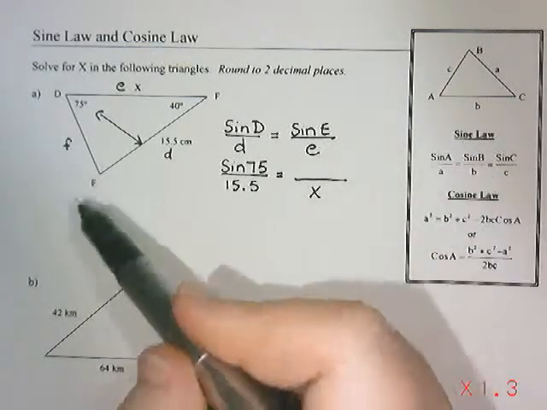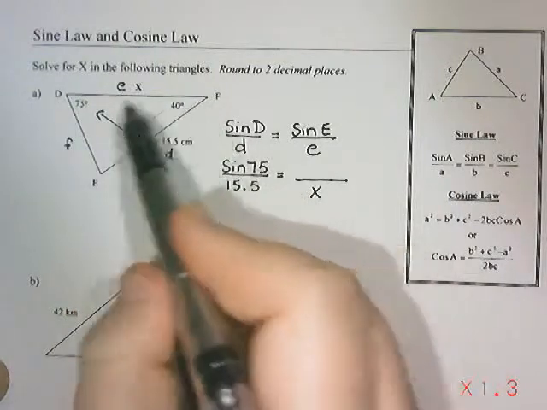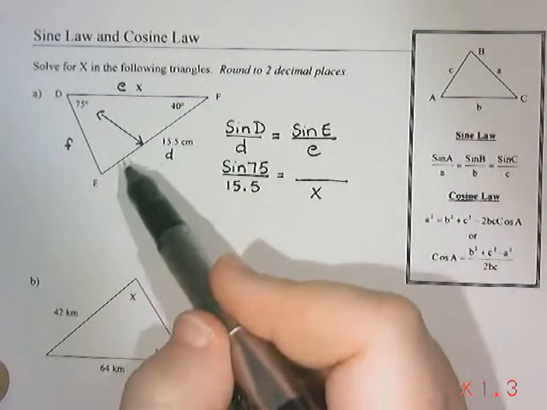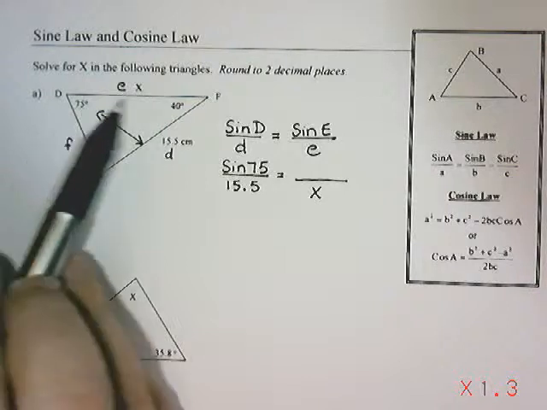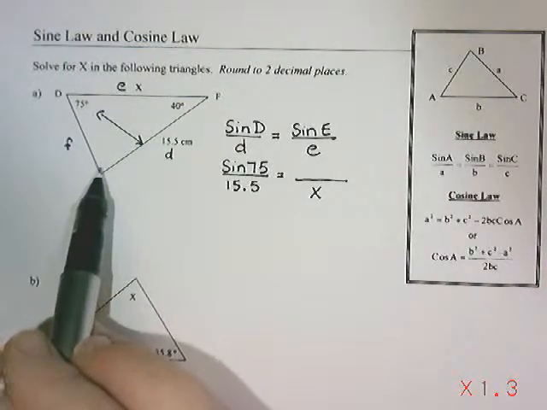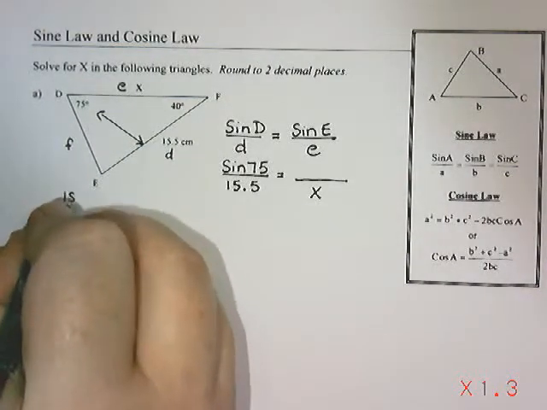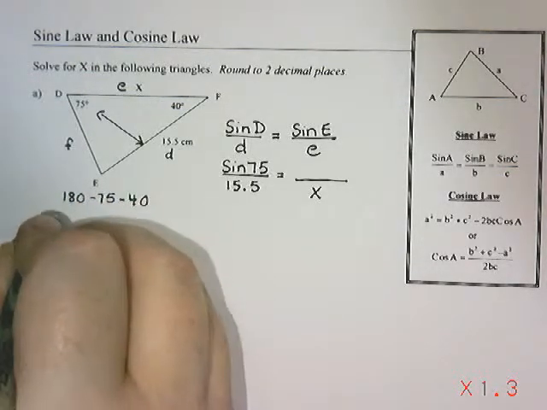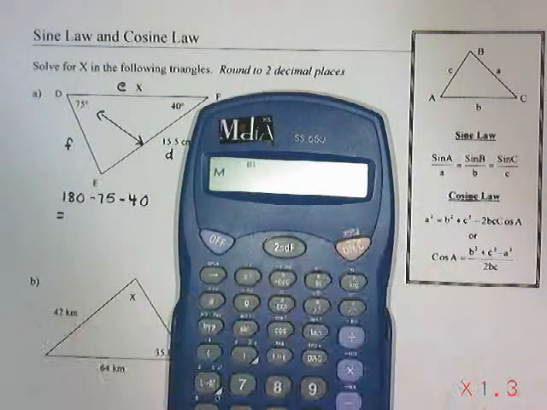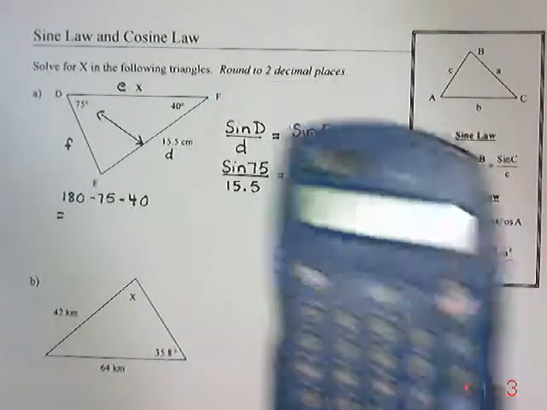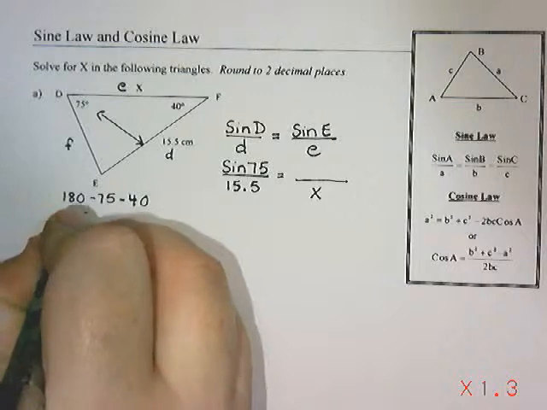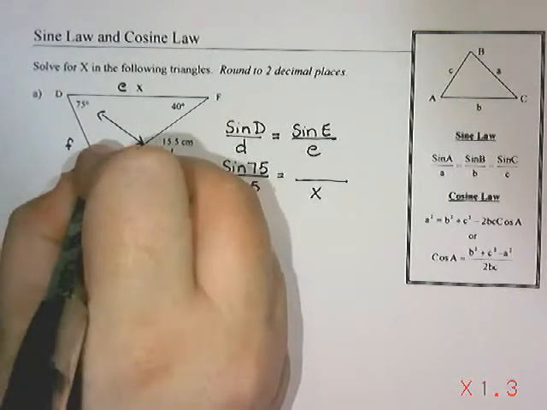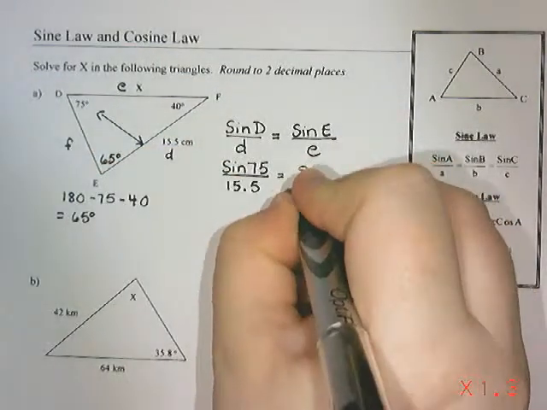In the previous page, we talked about the angles in a triangle. Angles in a triangle add to 180 degrees. Since I know that this one is 75 and this one is 40, I actually can find that angle by subtracting: 180, take away 75, take away 40. And I get 65 degrees. So angle E is actually 65 degrees.